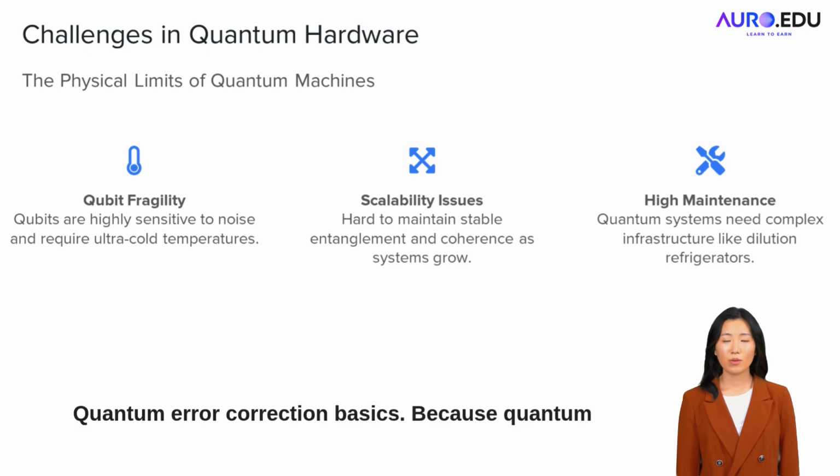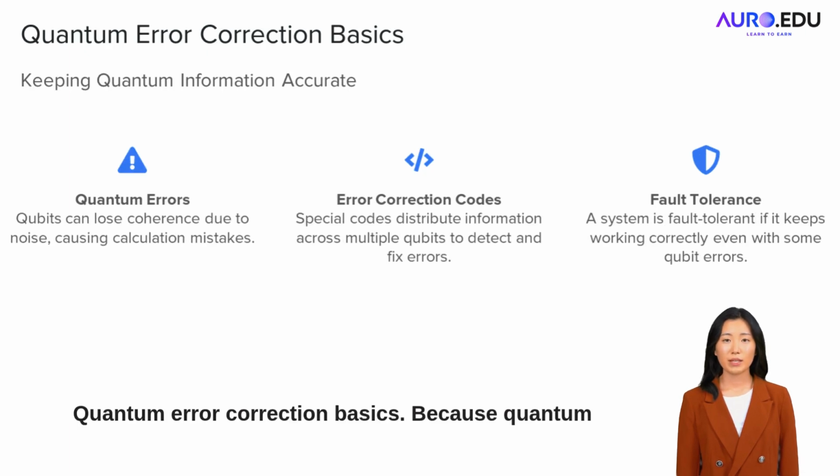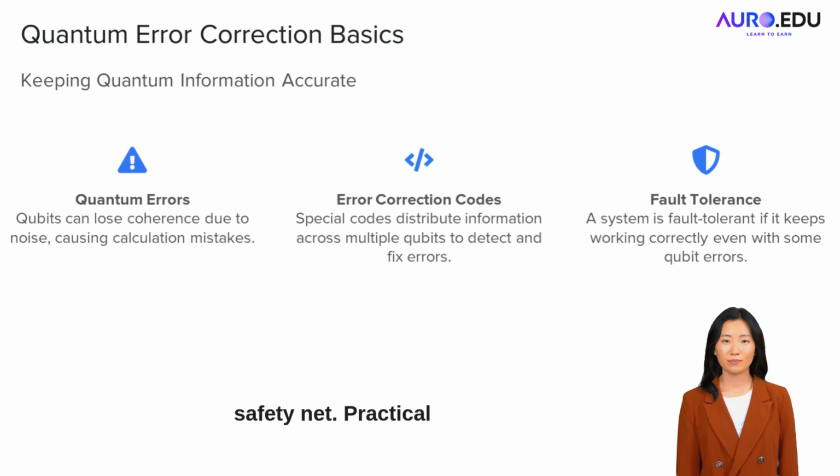Quantum error correction basics. Because quantum computers are so sensitive, they make mistakes. Error correction spreads one qubit's info across many others. This lets us detect and fix errors before they ruin the result. It's like giving quantum computers a safety net.